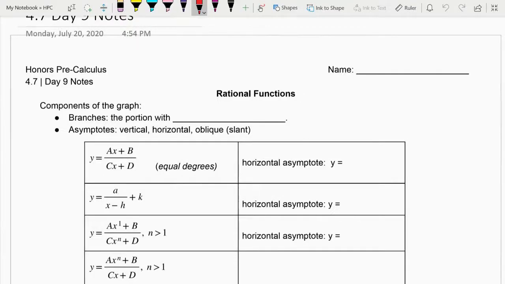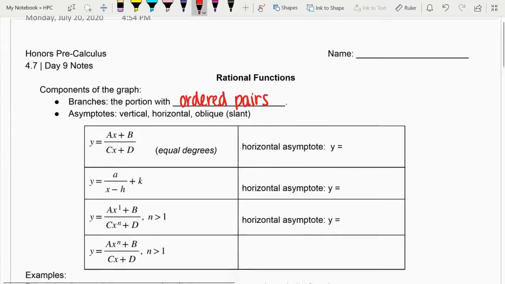Okay, today we are on chapter 4.7, day 9 notes. This is going to be graphing rational functions. So we have a couple components of the graph. First, we have branches. This is going to be the portion with ordered pairs. Okay, and then we are going to have our asymptotes. We can have vertical, horizontal, or slanted asymptotes, and our slanted asymptotes are called oblique.